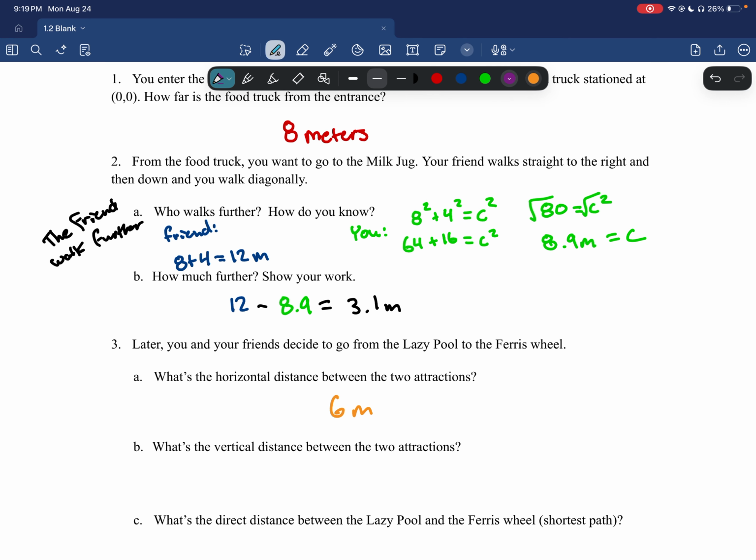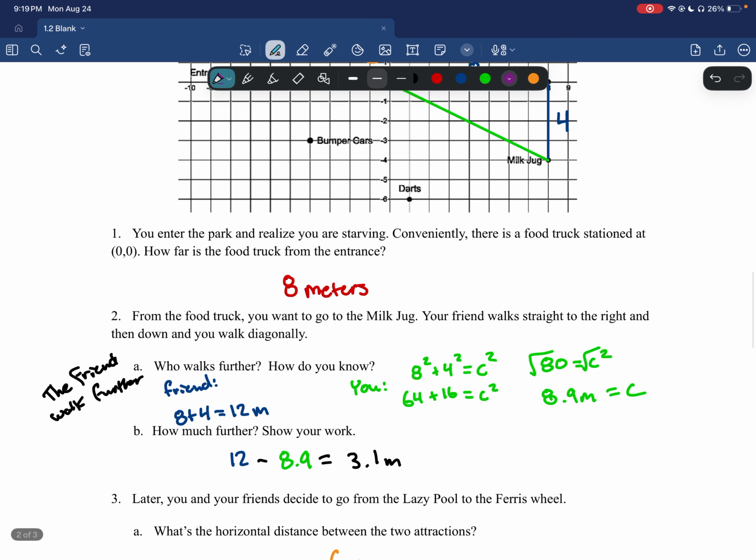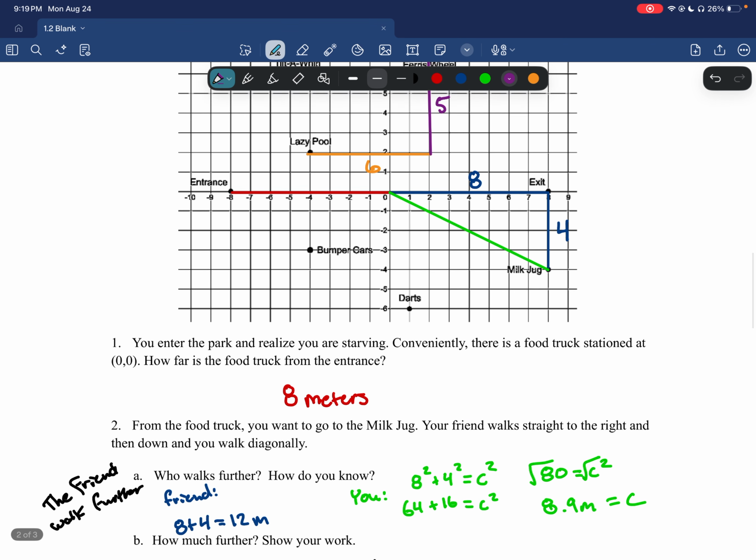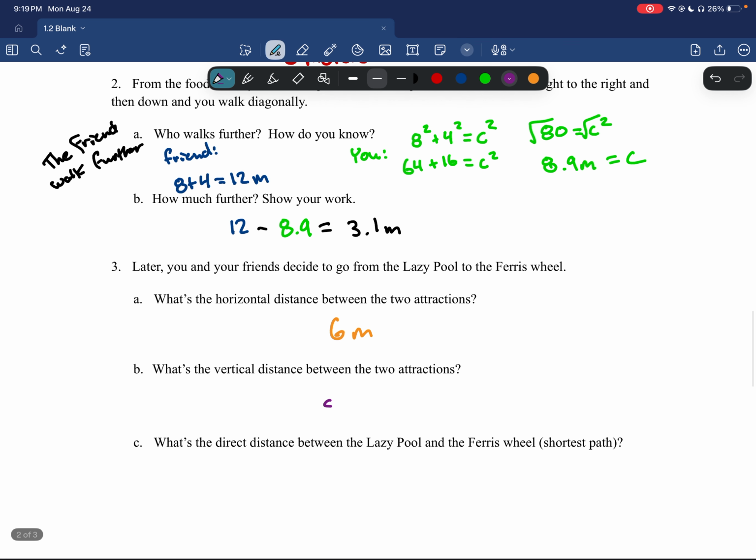Okay, and then what is the vertical distance between the two attractions? Well, vertically, I'm traveling this far, which is 5 meters. So down here, I'll put a 5 meters.